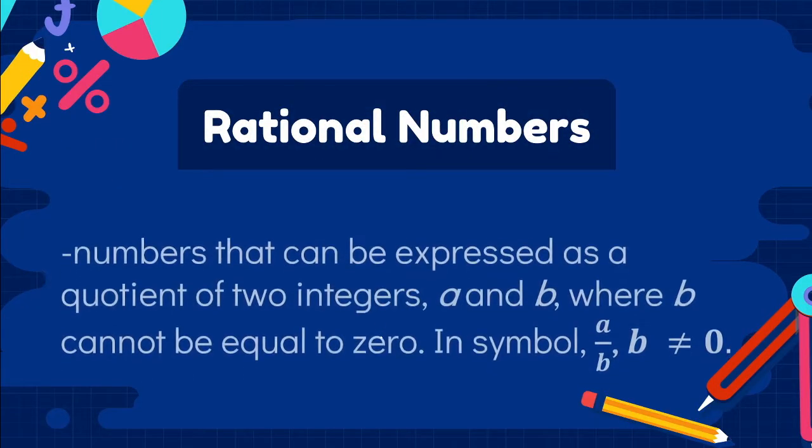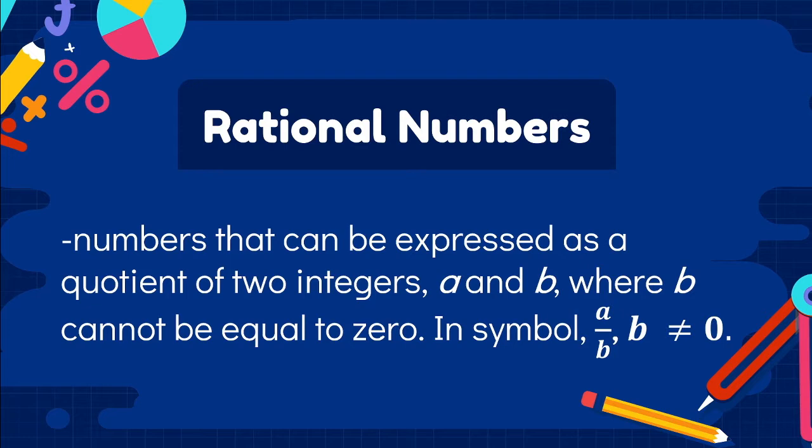Rational numbers. Rational numbers are numbers that can be expressed as a quotient of two integers, a and b, where b cannot be equal to 0. In symbol, a over b, and b must not be equal to 0. The reason why b must not be equal to 0 is because the answer will be undefined.